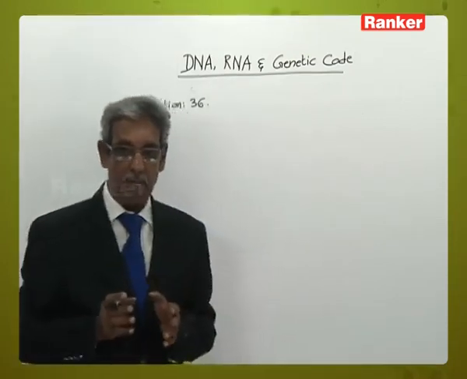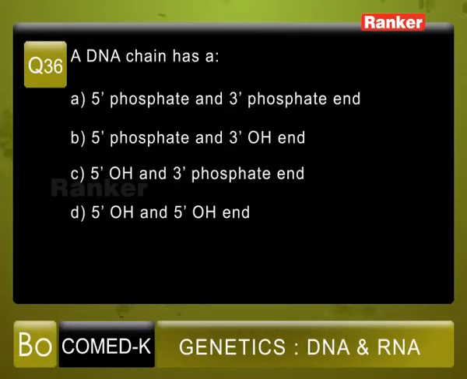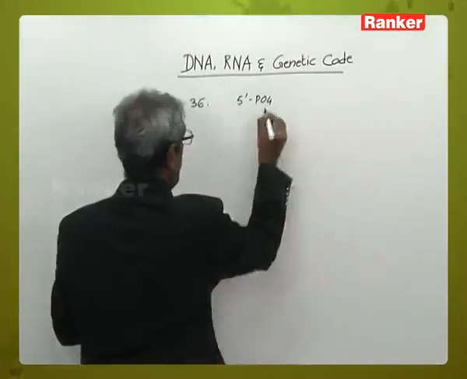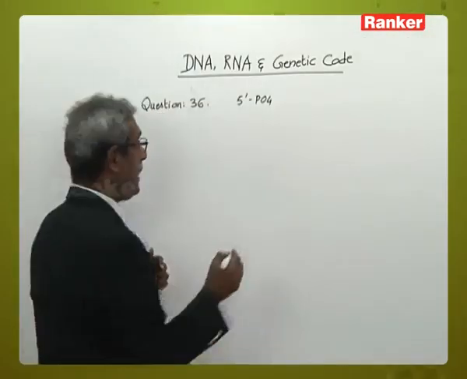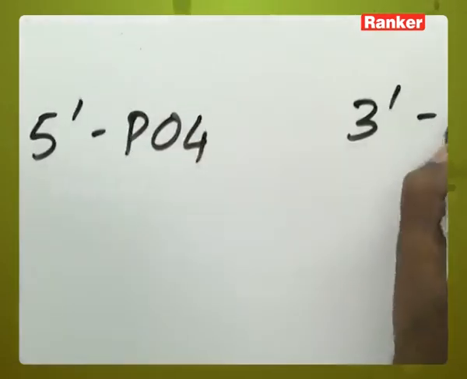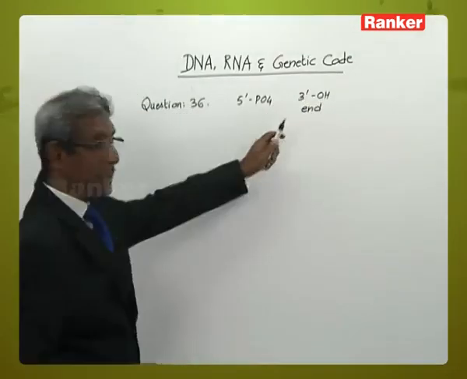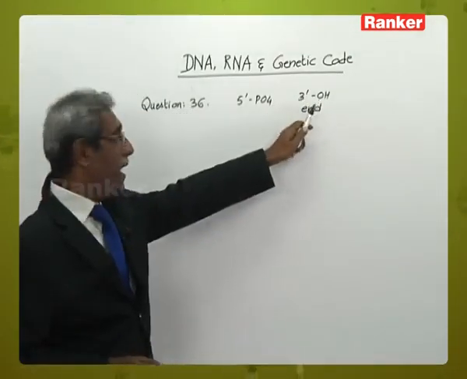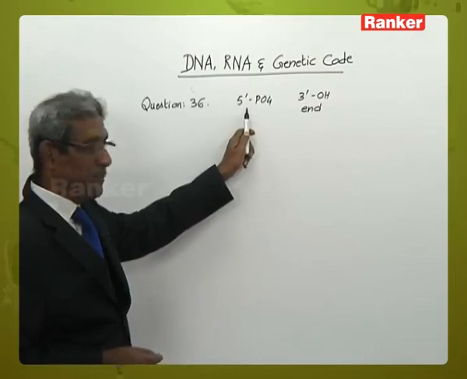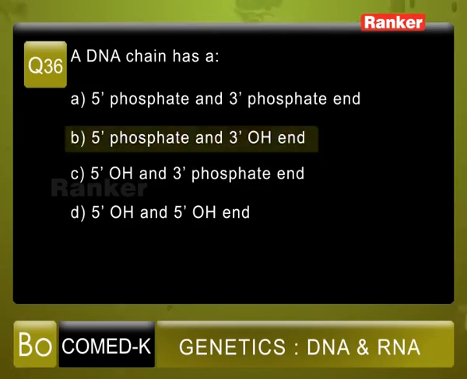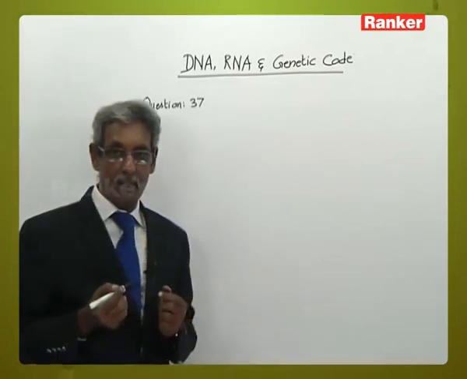A DNA chain has always a 5' phosphate end and a 3' hydroxyl end. The starter engine is the 3' OH and the last bogie is the 5' phosphate end. Hence the answer is B. We go to question number 37.